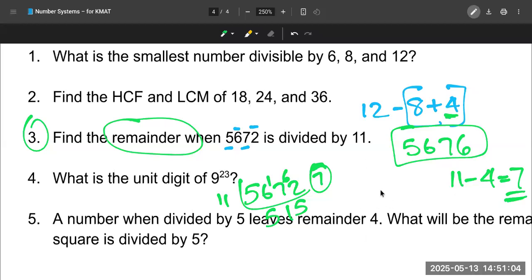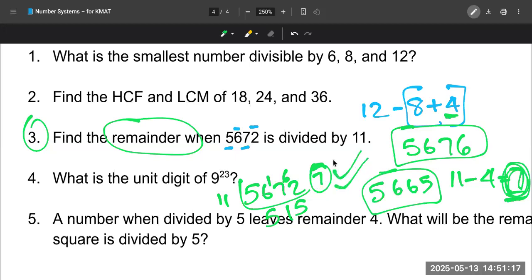5665 is divisible by 11. So 7 is the answer. Yeah, what you did is actually great, good working.